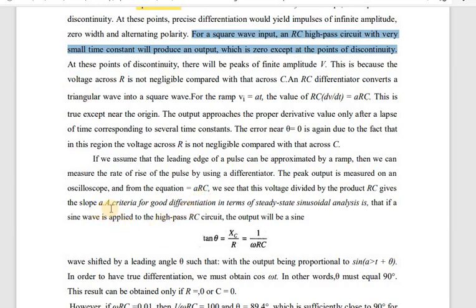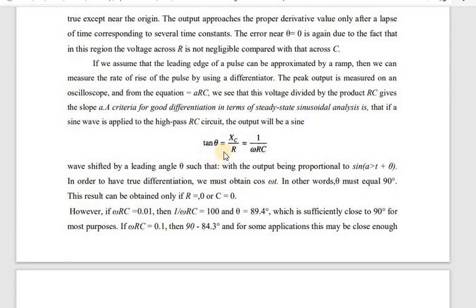Okay, now the criterion for good differentiation in terms of steady state sinusoidal analysis is that if a sine wave is applied to the high pass RC circuit, the output will also be a sine wave, and that can be given as tan theta equals XC divided by R, which is 1 by omega RC. So the wave is shifted by the leading angle theta, with the output being proportional to sine of omega t plus theta. In order to have a true differentiation, we must obtain cos omega t. In other words, theta must be equal to 90 degrees.